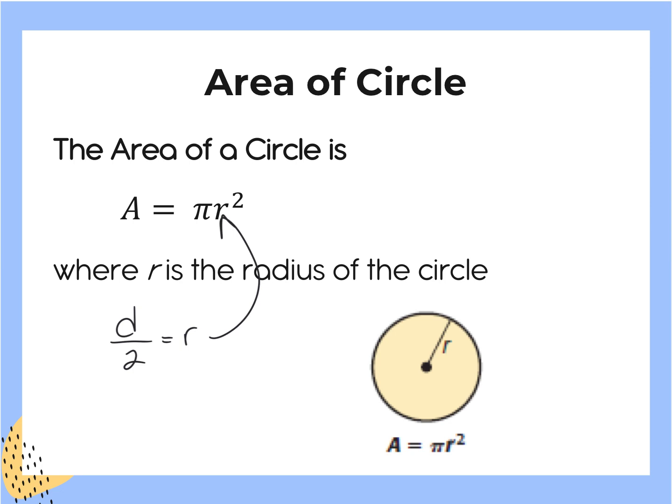Other than that, they'll give you the radius, or they'll tell you the area and you have to solve for the radius. But you're always going to have either the area or the radius in order to solve for the other. Or it might be the diameter.